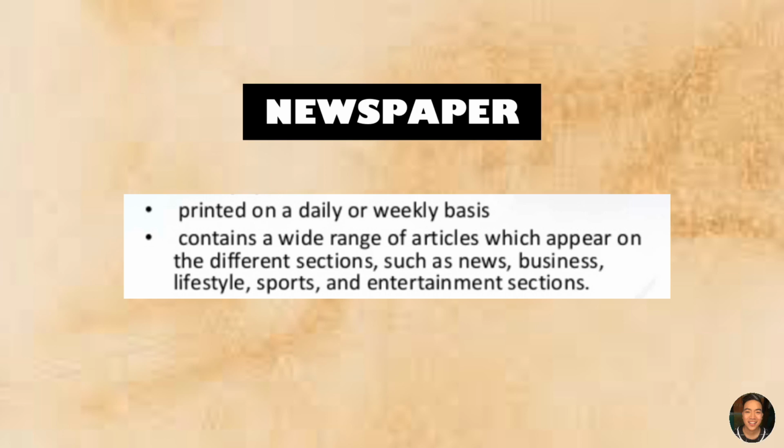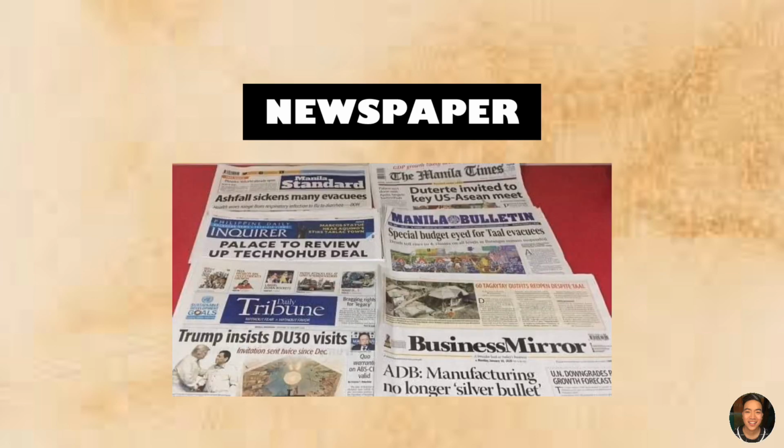So it contains a wide range of articles which appear on the different sections such as news, business, lifestyle, sports, and entertainment sections. Also, newspaper has an editorial page where editors of the newspapers share their views and opinions on relevant and current issues. Take note that newspaper has two types. We have the broadsheet and the tabloid.